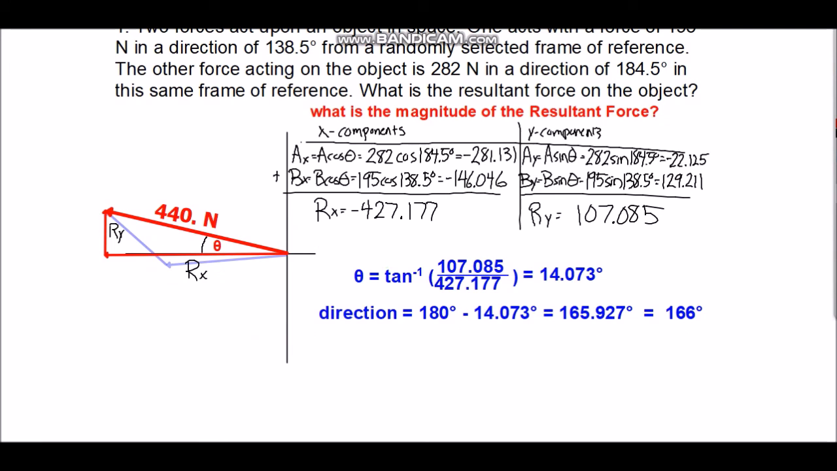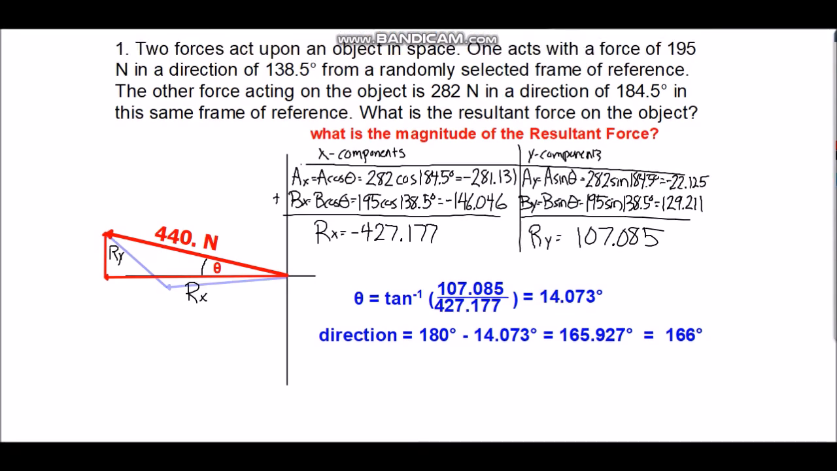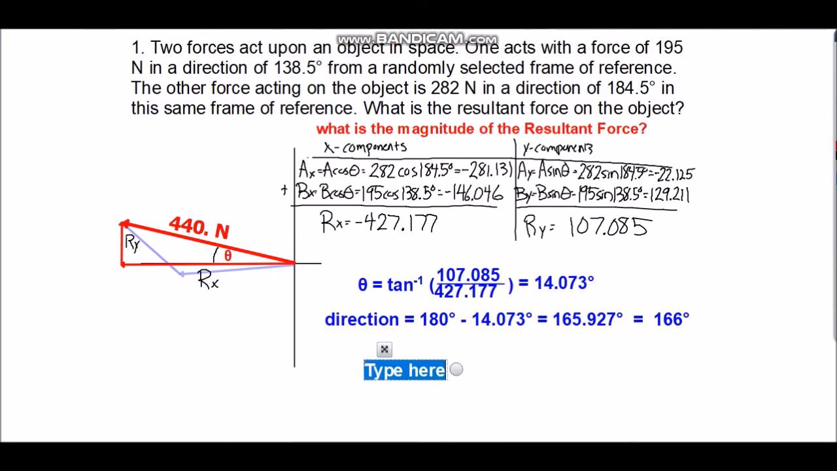Since you'll always know those two, inverse tan is the way to go. So the inverse tan of my y component divided by my x component is 14.073. Therefore, the direction would be 180 minus 14.073, which is 166. So the final answer, if I wanted to write this correctly, would be my resultant is 440 newtons. I put a decimal there to show it's 3 sig figs at a direction of 166 degrees. And that's it. That's how I do it. All right? All right. Happy trails, folks.